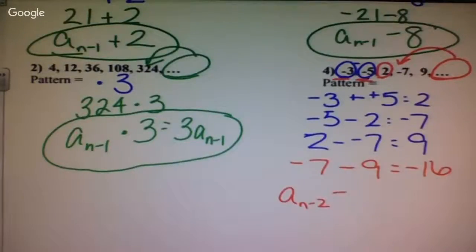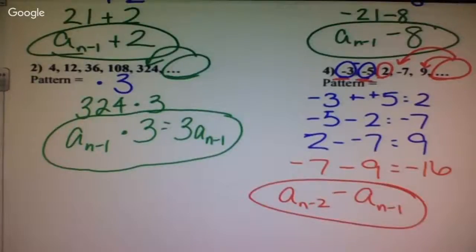And then I want to subtract. How many spaces back was 9? 1. A sub n minus 1. You told me I have to go 2 back and then subtract 1 back. So I went 2 back minus 1 back.